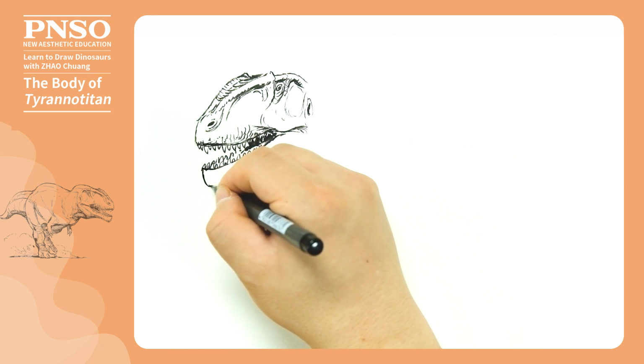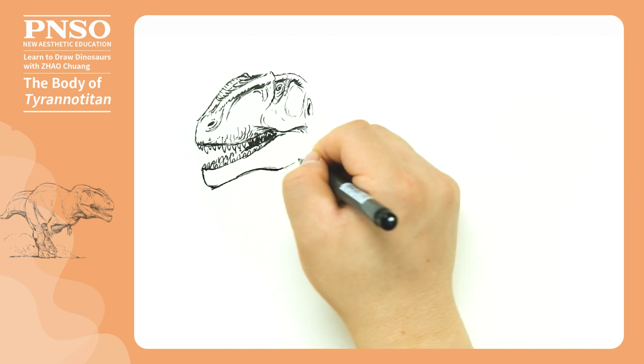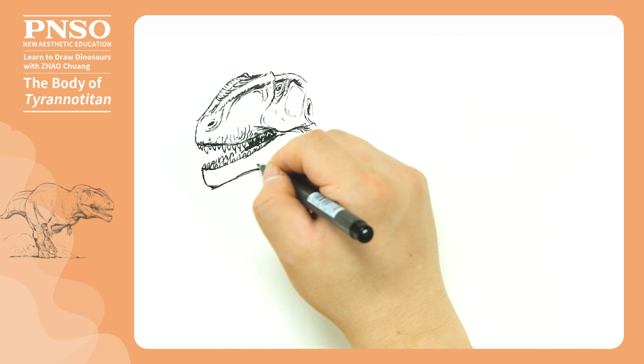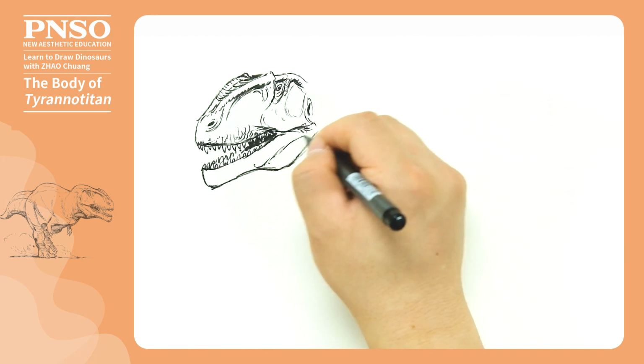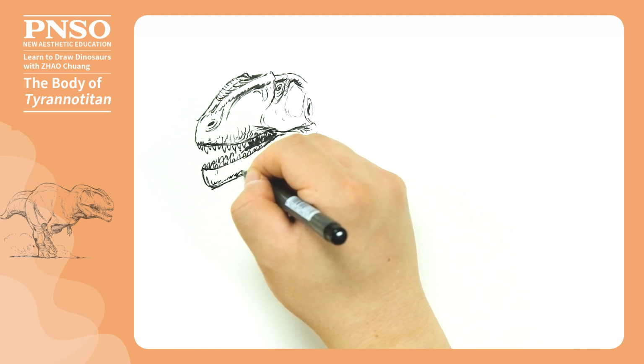Then, draw its chin. We can highlight its featured square chin. The cheeks on the lower part of its face were relatively thick, with well-developed muscles. Use a little shading to make the chin look thicker and more three-dimensional.